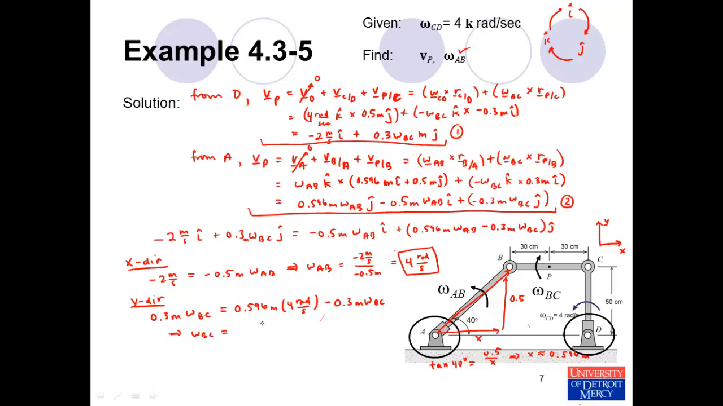So over here, we have 0.596 meters, that's 4 radians per second. We add the 0.3 omega BC to this other 0.3 omega BC, we get 0.6 omega BC. We divide through by the 0.6. The meters cancel, and we get approximately 3.97 radians per second.